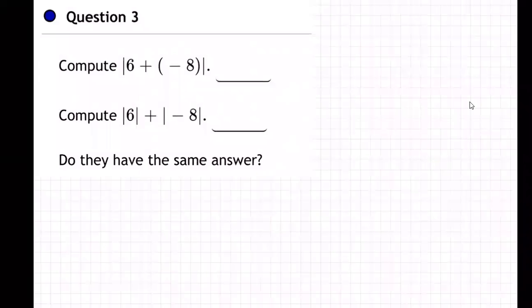Okay, now on this question, what's up with these straight lines? Do you guys know about those? Yes. What are those things? It's the absolute value sign. Exactly, exactly. Absolute value.